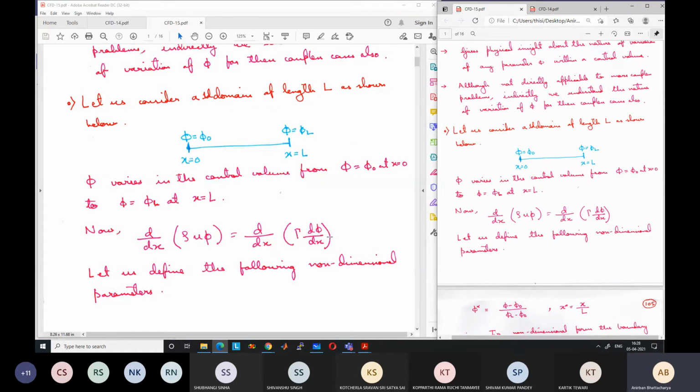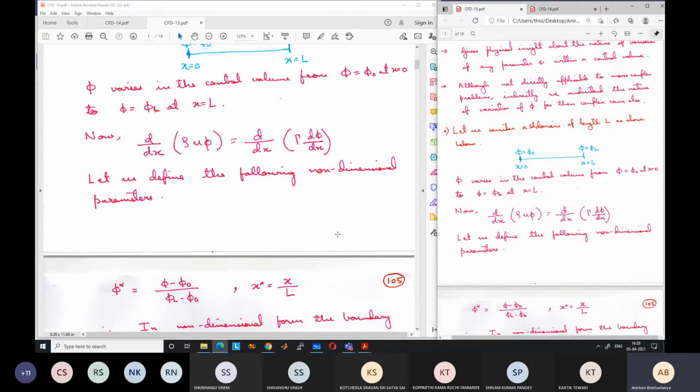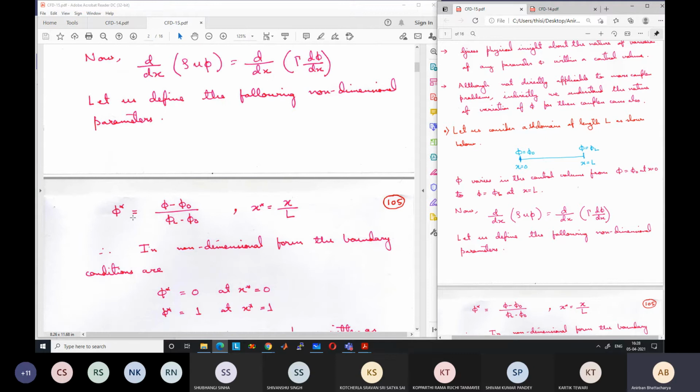Okay. So let us try to non-dimensionalize this equation first, because we can get more insight while solving the non-dimensional equation. We will define a non-dimensional parameter phi star, which is equal to (phi minus phi 0) by (phi L minus phi 0). So it is the value at any point minus the value at the initial point, divided by the difference in values at the two boundaries.